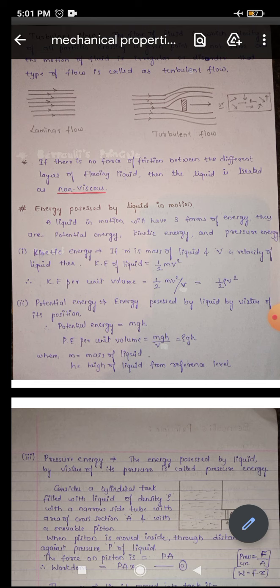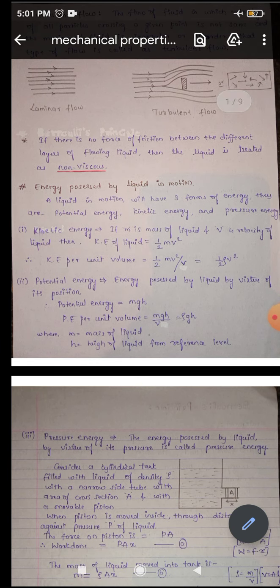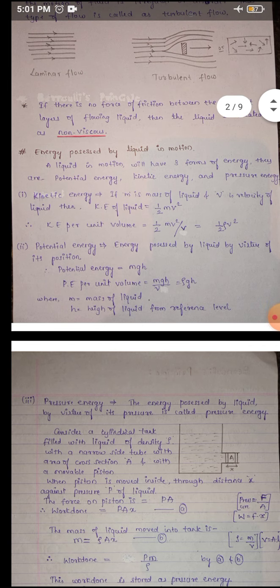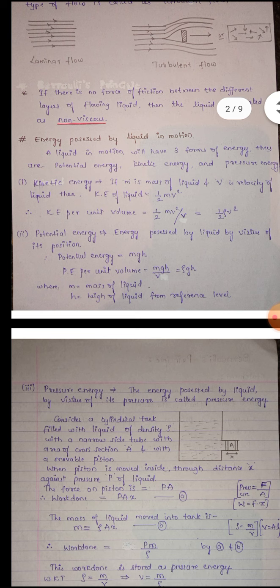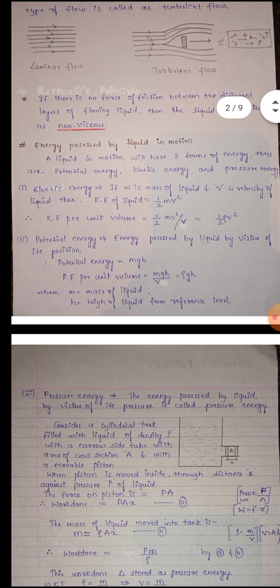So moving forward with the fluid dynamics, in today's class we are studying the energy possessed by a liquid in motion. Which type of energy does a liquid possess when it starts to move? A liquid in motion will have three types of energies: the potential energy, kinetic energy, and the pressure energy. The kinetic energy is the energy possessed by a liquid by virtue of its motion.